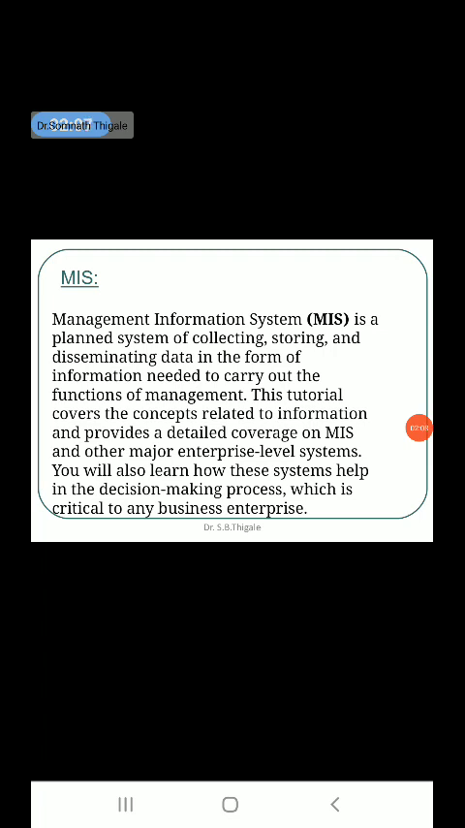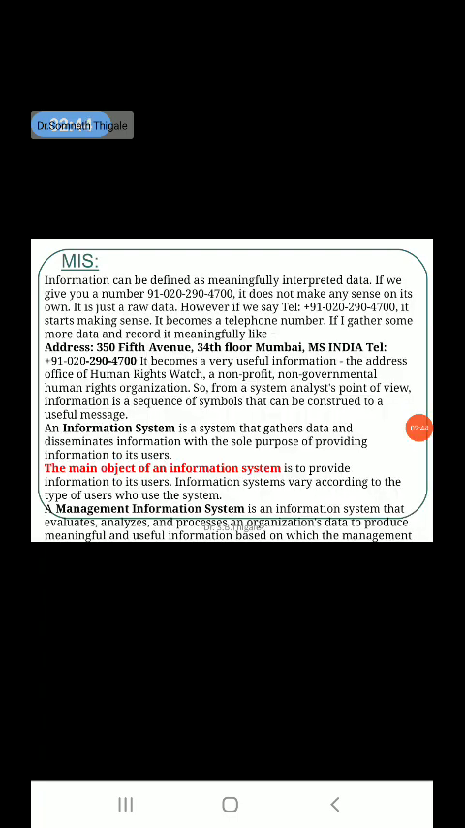There may be different parts of the management, and we are looking for some decision making or some implementation. For implementation, they need to take a decision, and to take the decision they need some information. That information will be collected with the help of MIS. This will provide a detailed coverage of MIS and your major enterprise level systems. You will also learn how these systems help in the decision making process, which is critical to any business enterprise. So, let's take a simple example.